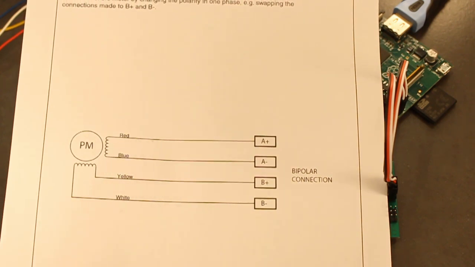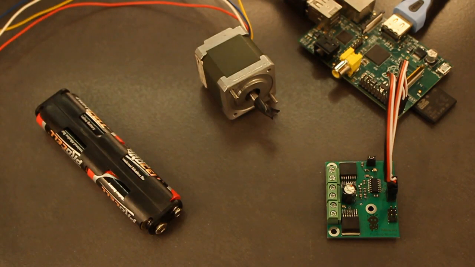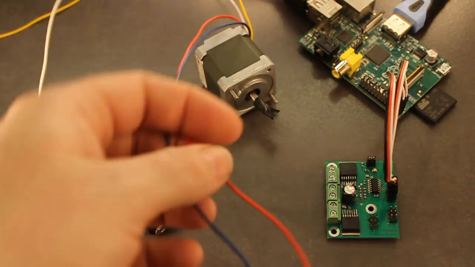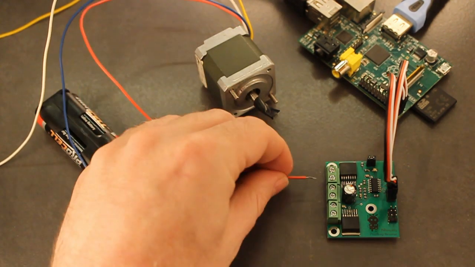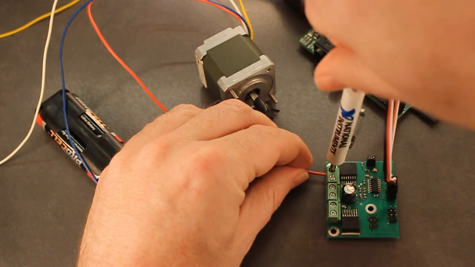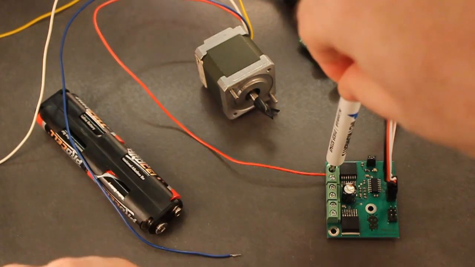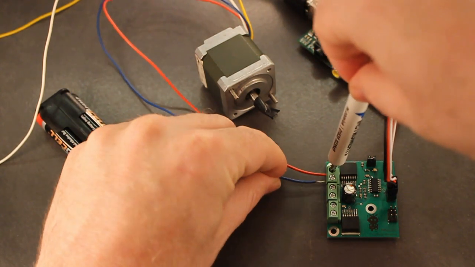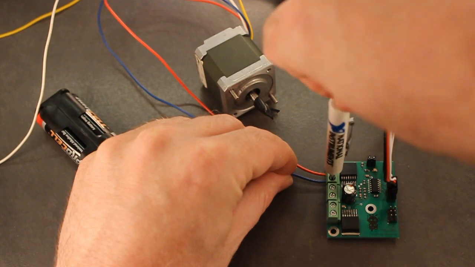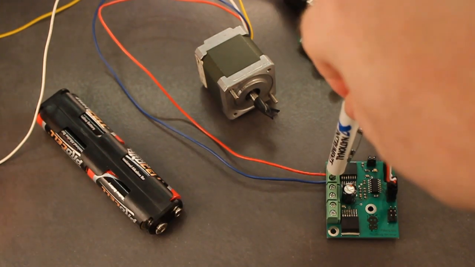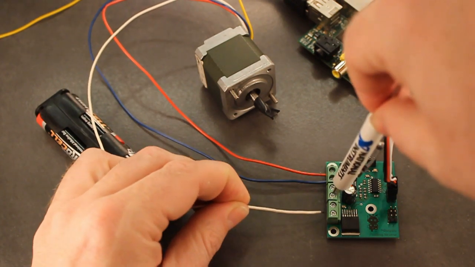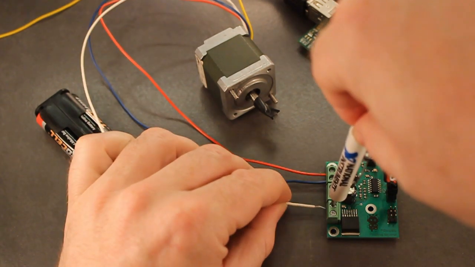Okay, so first we'll connect one pair up to M1. The polarity, positive and minus, we can alter in software later, but getting this around the wrong way will just make the stepper turn backwards. We will connect the other pair, yellow and white, up to M2 plus and minus.